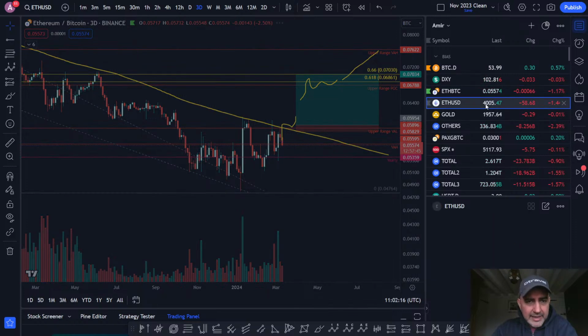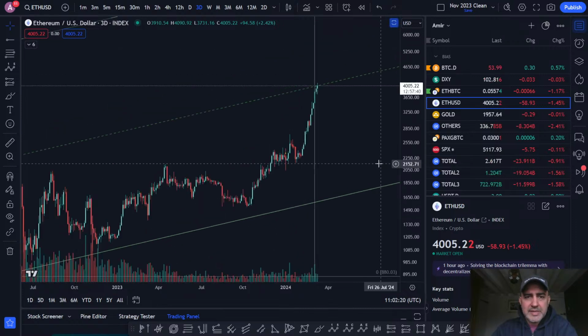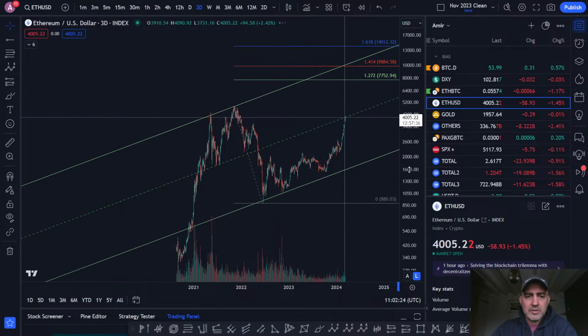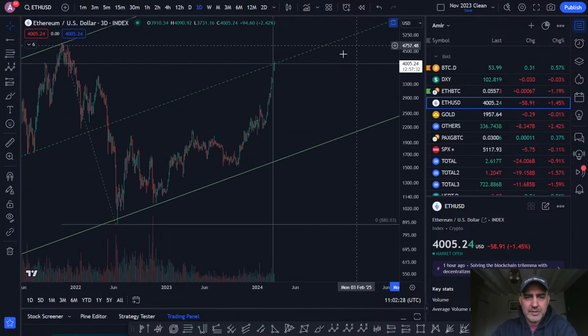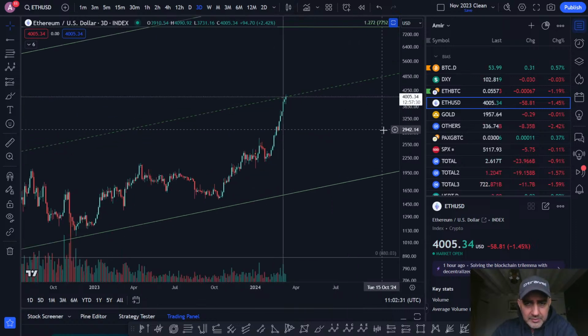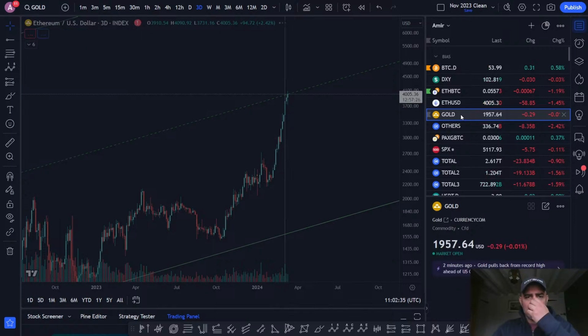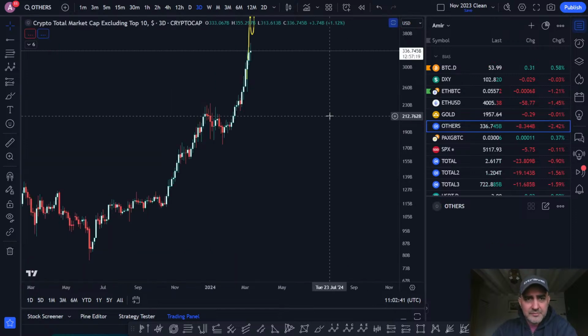There's no point looking at ETH because it's just doing what Bitcoin is doing. You see in ETH, we've actually come into this mid-channel on this higher time frame channel that I've drawn, we're actually into the midpoint. So naturally on ETH there's a little bit of resistance. Gold is doing nothing as usual. Gold is just really boring. So just ignore it.